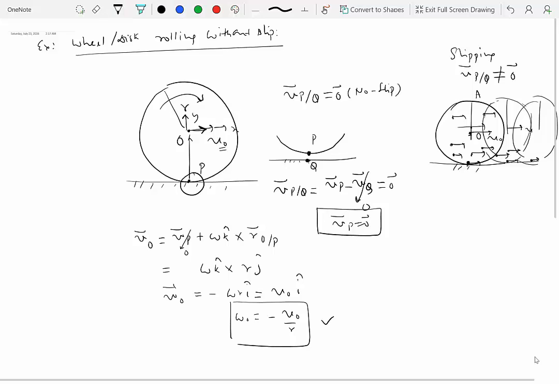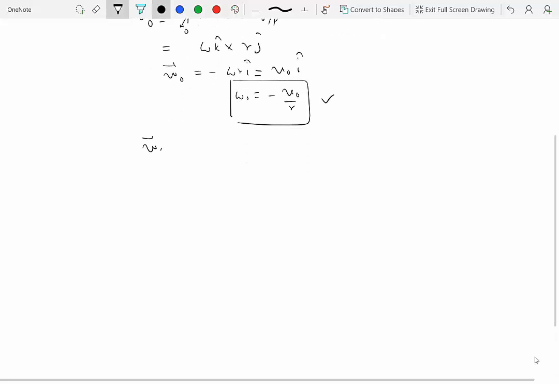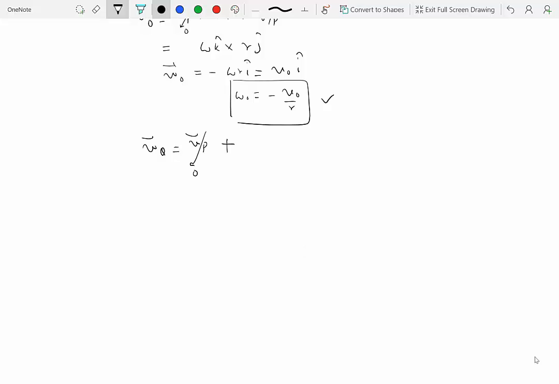Okay, what about the velocity of, let's say, a point Q, which is right above O? It is diametrically opposite from point P. So can we get the velocity of Q? Sure, I can choose any other point on this disk and then relate them. So let's do that. I'm going to relate the velocity of Q with the velocity of point P. Why? Because I know the velocity of point P to be 0. It's just a much more convenient point for me to choose.